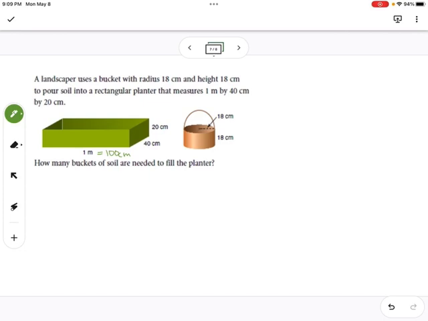So the volume of the planter, since it's a rectangular prism, is length times width times height. Okay, we know our measurements, 100, 40, and 20. 100 times 40 times 20 gives us 80,000 centimeters cubed. And the volume of the bucket, which is a cylinder, means the formula is volume equals pi r squared times the height.